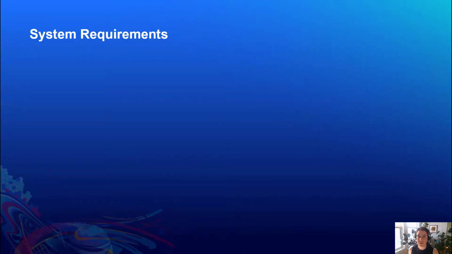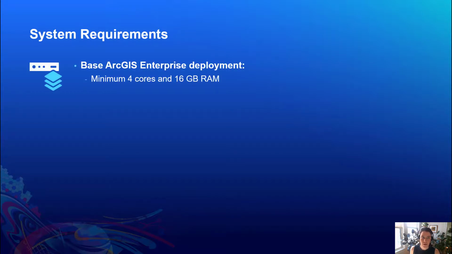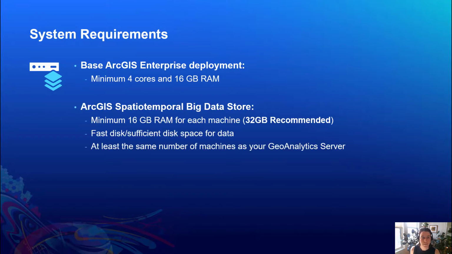So let's talk about the system requirements for the machines that you're going to use for GeoAnalytics Server. So for the base ArcGIS Enterprise deployment, these are different specs. These are for the Enterprise deployment. They are available in documentation, but the minimum is 4 cores and 16 gigs of RAM. For the spatiotemporal data store, the minimum is 16 gigs of RAM for each machine, but we definitely recommend 32 if possible. It also has to have fast and sufficient disk space for data because this is where you're storing all of the data for your feature services.